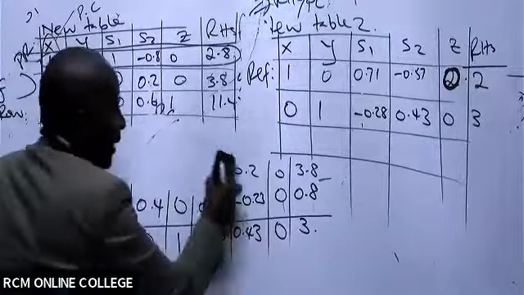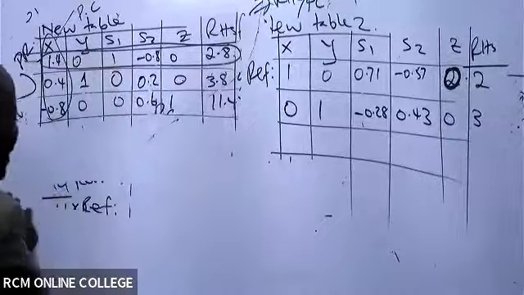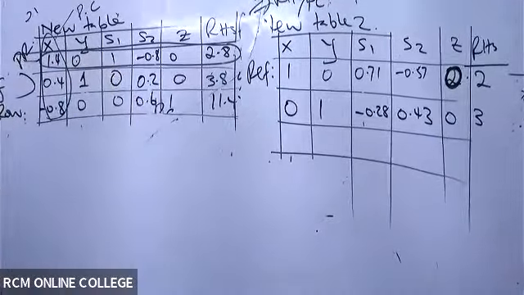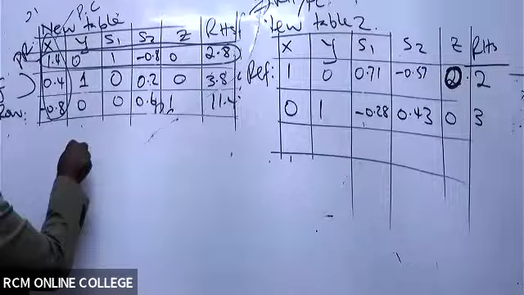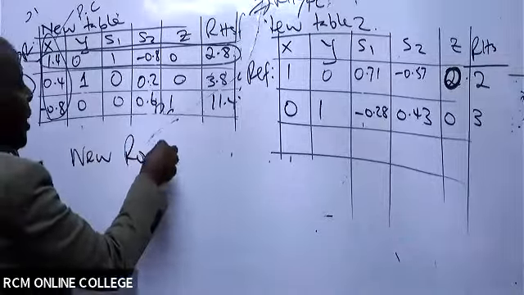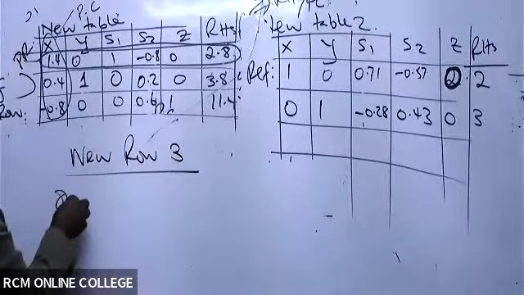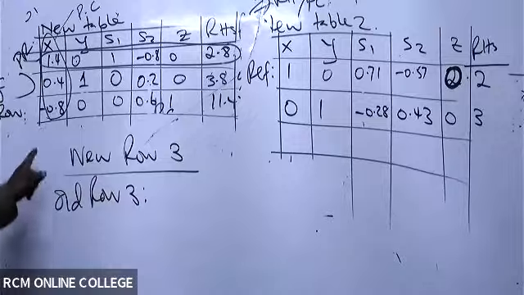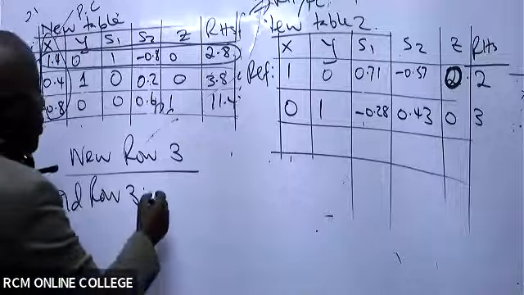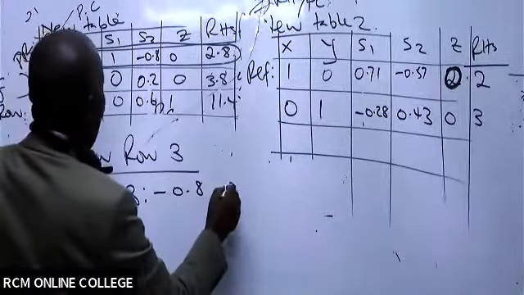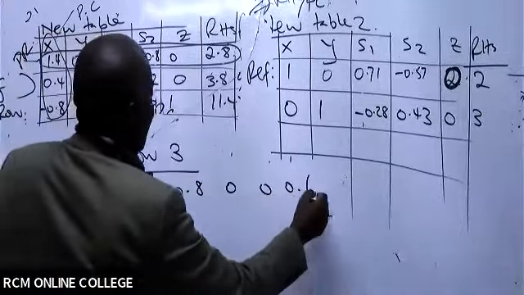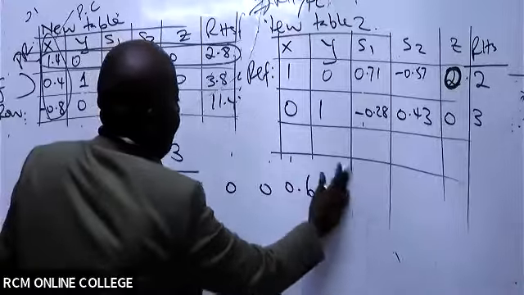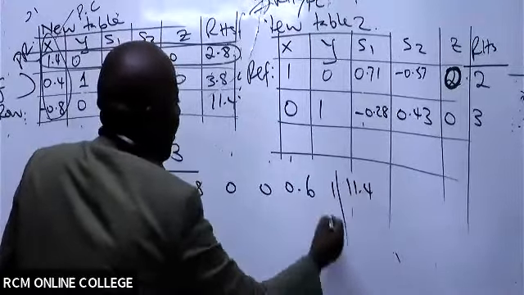Please understand. The last step, as I disappear: come and give me the new row 3. So new row 3, give me the old row 3. The old row 3 has minus 0.8, 0, 0, 0.6, 1, and then 11.4.